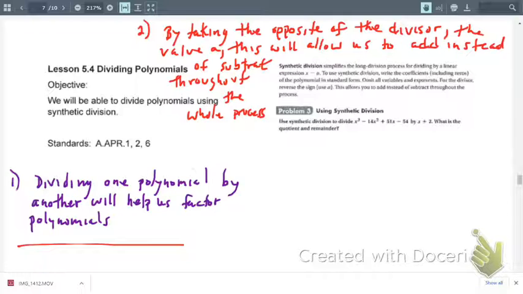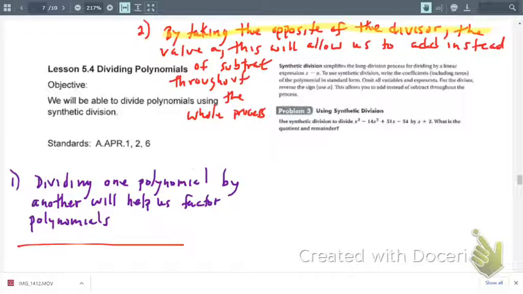Okay, so I wanted to emphasize the last couple sentences of that paragraph. By taking the opposite of the divisor, the value of a, this will allow us to add instead of subtract throughout the whole process.